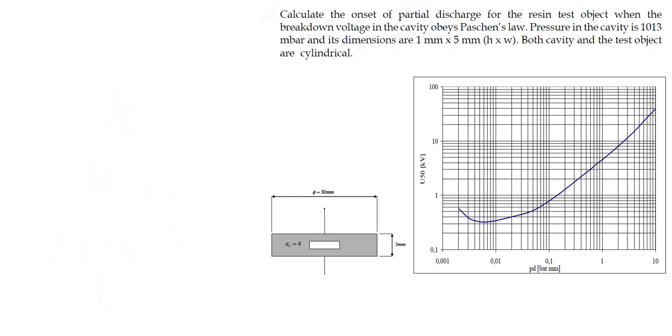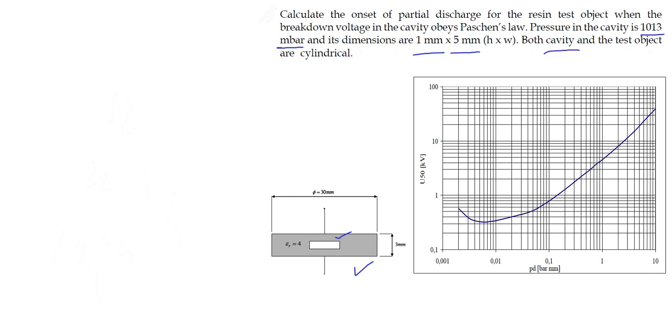Hello guys, in this video I'm going to solve a problem related to partial discharge behavior. In the given problem we have a test object as shown, and in this test object we have an air cavity as shown here. The pressure in the air cavity is 1013 millibar, and its dimensions are 1 millimeter by 5 millimeter. Its height is 1 millimeter and width is 5 millimeter.